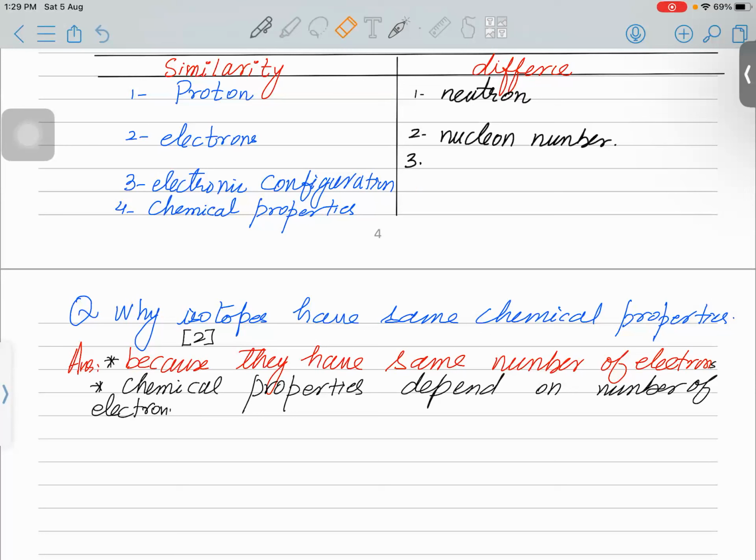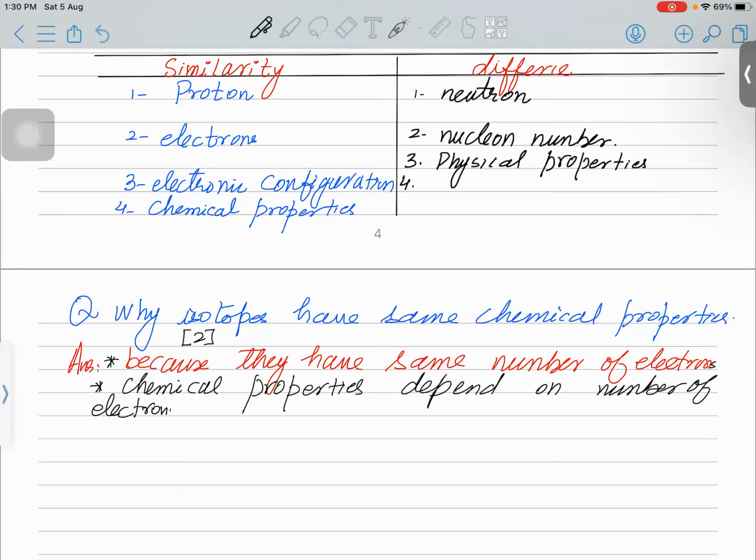Yes. What is the difference? Number 3 is physical property. Physical property means their morphology, their structure, their shape, their appearance, their color, physical properties.